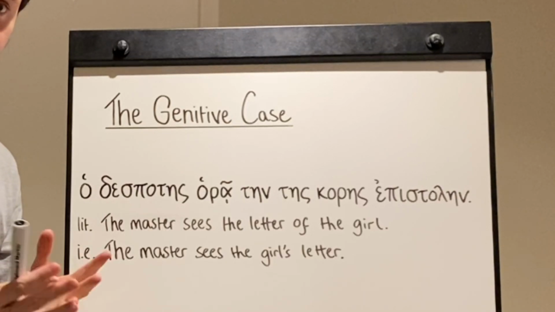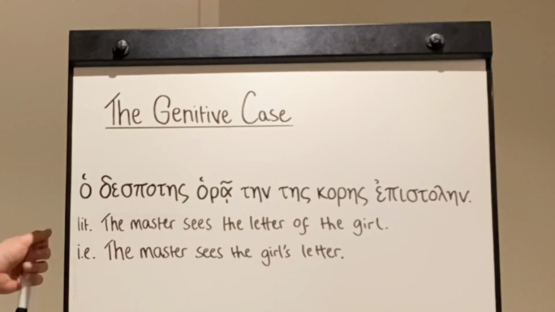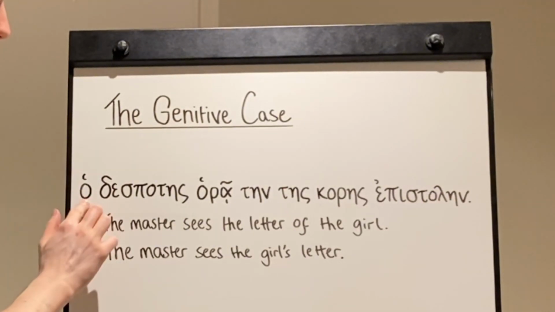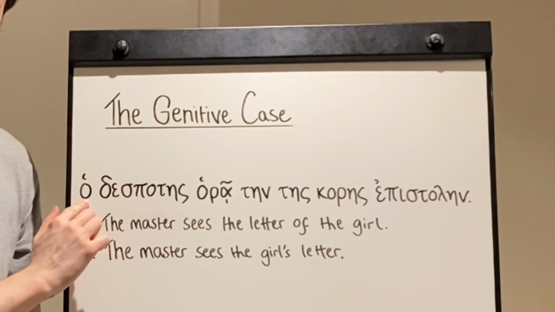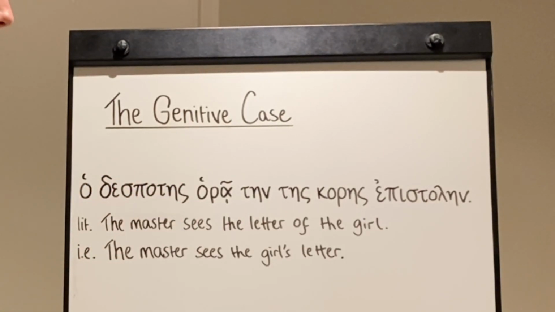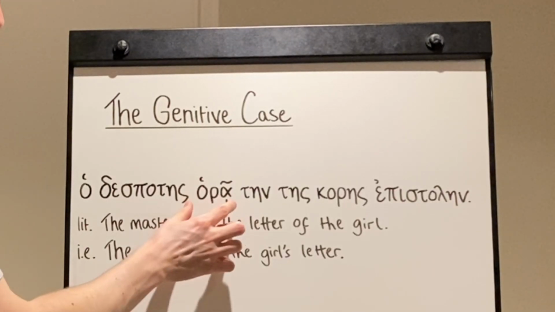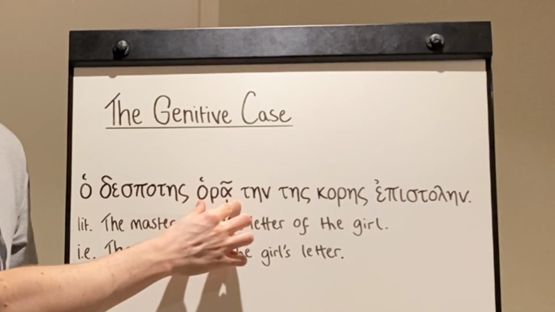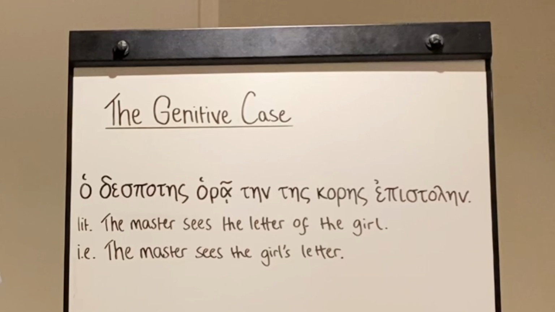Just to summarise how we know it means that, we can know that from the definite articles alone. We know that ho is masculine nominative singular, and therefore the master's doing the action, he's the one doing the seeing. We know that this verb horai means he, she, it sees. So that tells us what the action is that the master is doing.